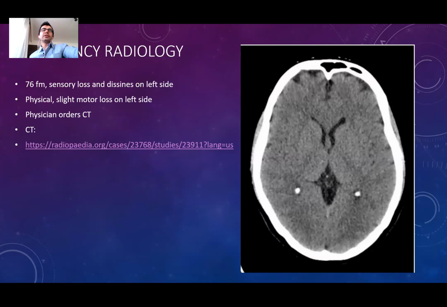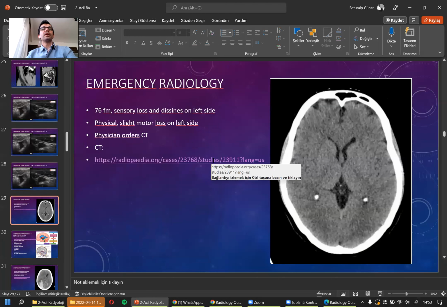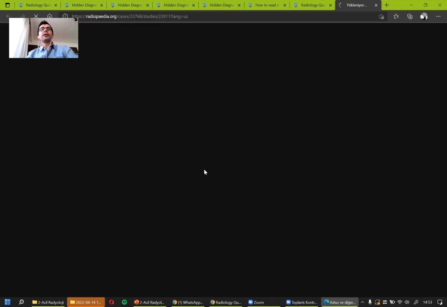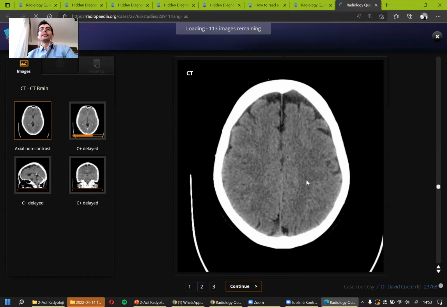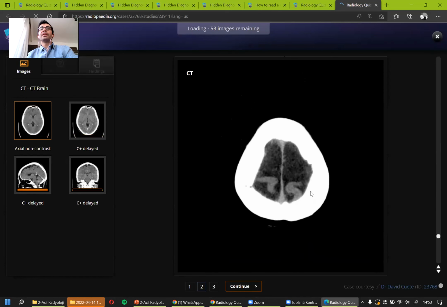so we are seeing a patient in the emergency department, a 76 year old female, who is describing a sensory loss and dizziness on the left side. When you do the physical examination, you are seeing slight motor loss on the left side, and the physician on the ward orders a CT scan. So I will check a normal CT scan of the patient. I've given you a clue, it's a normal scan, by the way.